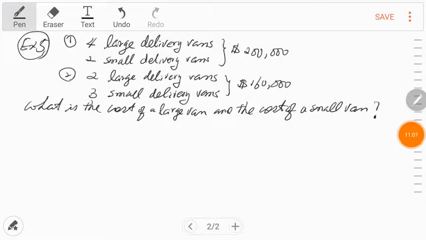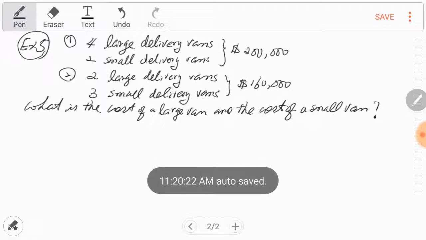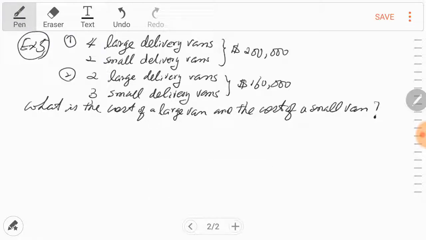Okay, this is a word problem which is similar to the previous one. A company has 2 stores, and the first store buys 4 large delivery vans and 2 small delivery vans. The total cost is $200,000. The second store buys 2 large vans and 3 small vans. The total cost is $160,000. The question is to find the cost of 1 large van and the cost of 1 small van.